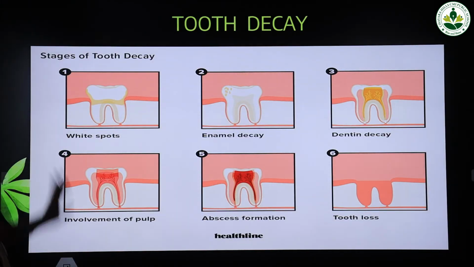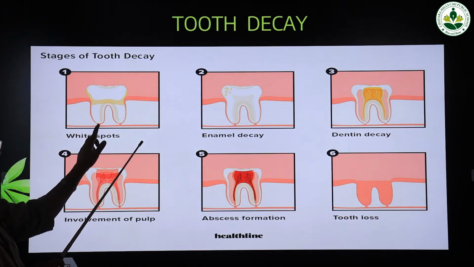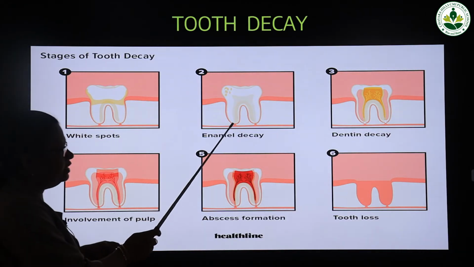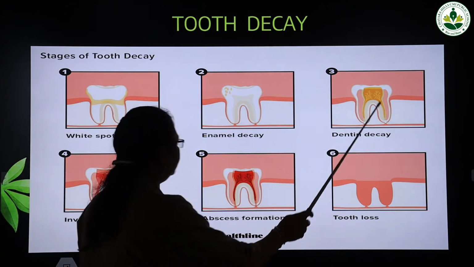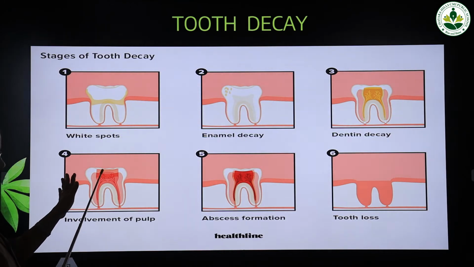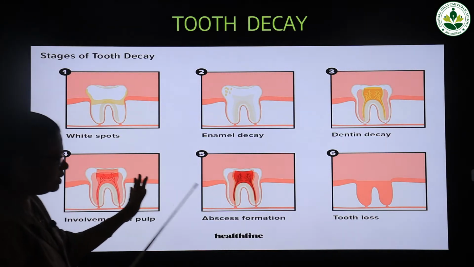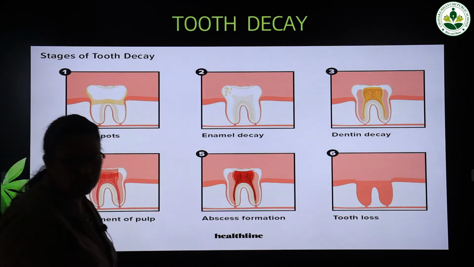The stages of tooth decay. See, first a white spot, a small spot will be there. After that the enamel will be decayed and the dentin will be decayed. Then it damages the pulp. Finally tooth decay will happen and the tooth will be lost.